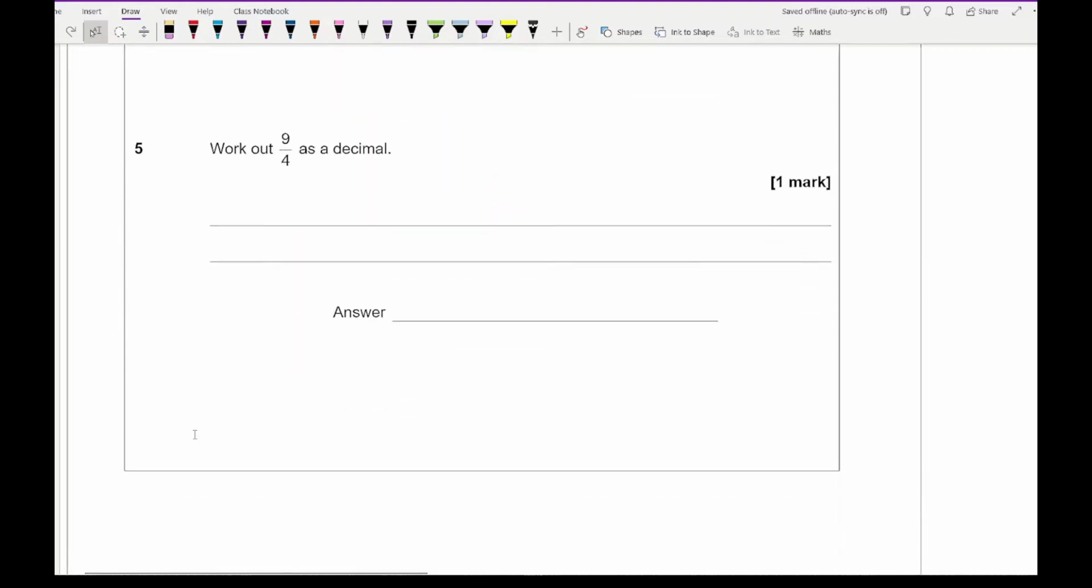Then moving on to question 5, it says work out 9 over 4 as a decimal, and there's a couple of ways in which you can do this. We can either use division, remembering we're having no remainders, so we're just working out this sum here. So how many 4s go into 9? That goes 2, with a remainder of 1. And then how many 4s go into 10? That's going to be 2 again with a remainder of 2. And how many 4s go into 20? That's going to be 5, so leaving us with an answer of 2.25.